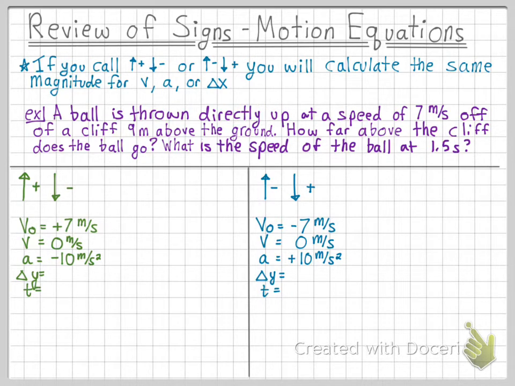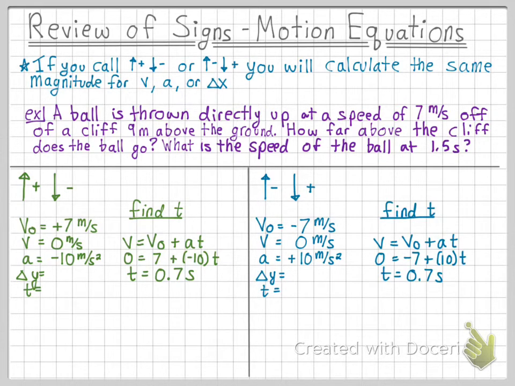Okay. So, in order to solve this problem, we're going to need to find t first. And we can do that through this equation, v equals v naught plus a times t. When we plug in our variables, we find that time is equal to 0.7 seconds. Now, we can solve for time again on the right-hand side, where our directions are switched, and we find that the time is still 0.7 seconds. So remember, if you ever find a negative time, you've made a mistake somewhere in your assigning of variables or calculations.